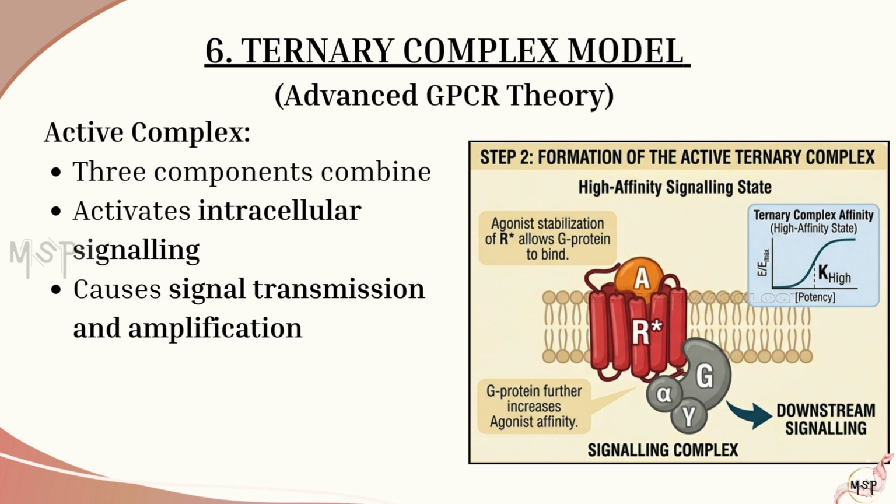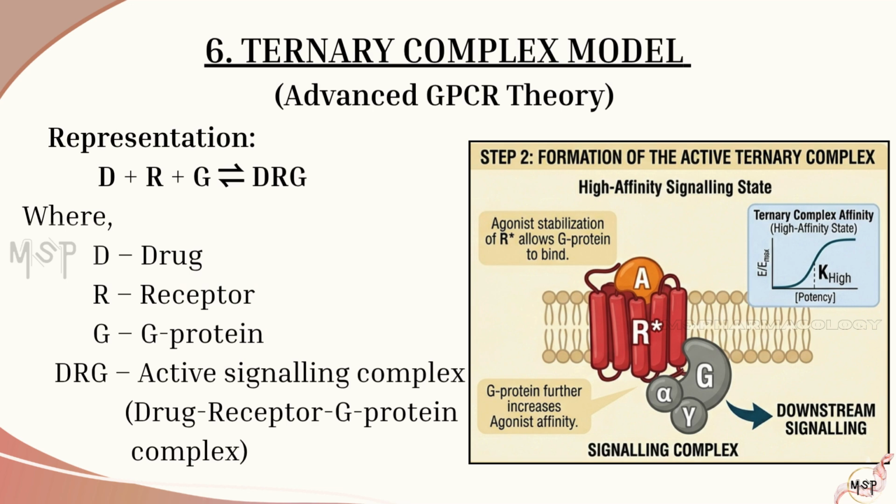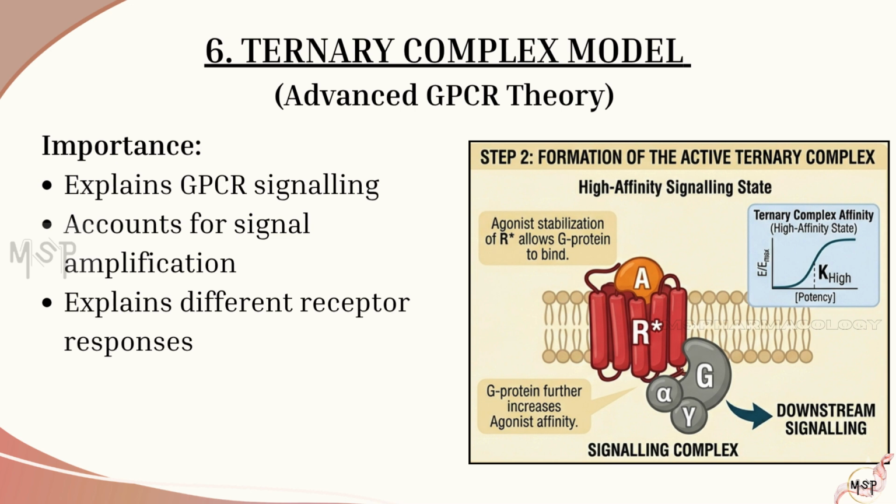Here, three components come together: the drug, the receptor, and the G protein. Together, they form an active signaling complex responsible for initiating and amplifying intracellular responses. This can be represented as the sum of drug, receptor, and G protein in equilibrium with the drug-receptor-G protein complex. The importance of the model is: it provides a more detailed explanation of GPCR signaling. It accounts for signal amplification within cells. It explains how the same receptor can produce different responses depending on its interaction with G proteins.